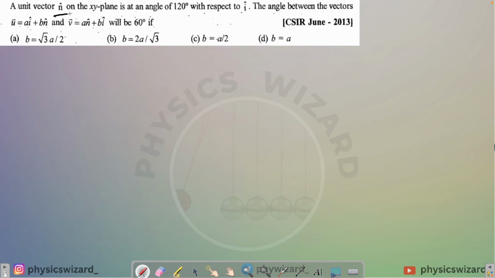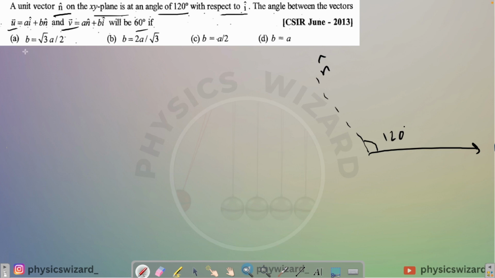A unit vector n in the xy plane is at an angle of 120 degrees with respect to i. Suppose we have an angle, and a unit vector n at 120 degrees. We are given two vectors u and v, and the angle between them is 60 degrees, and we have to find the relation between a and b. So there are two ways.